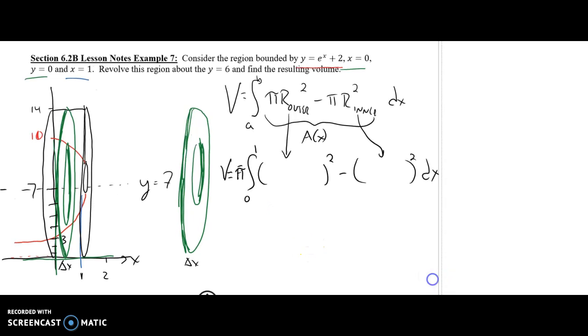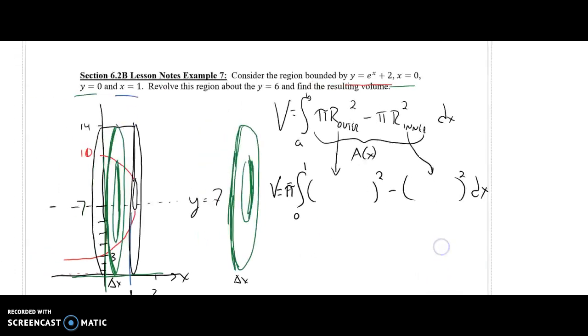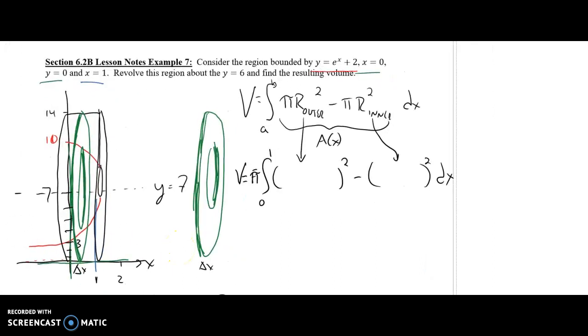Now if you notice, it looks like my outside radius isn't going to change, remember, because it's in the shape of a can. So my outside radius, let's go ahead and try and put that in terms of maybe green. My outside radius goes from here all the way down. So it goes from the center line all the way down. And if we look at it, that distance right there is simply 7. So my outside radius is simply going to be 7.